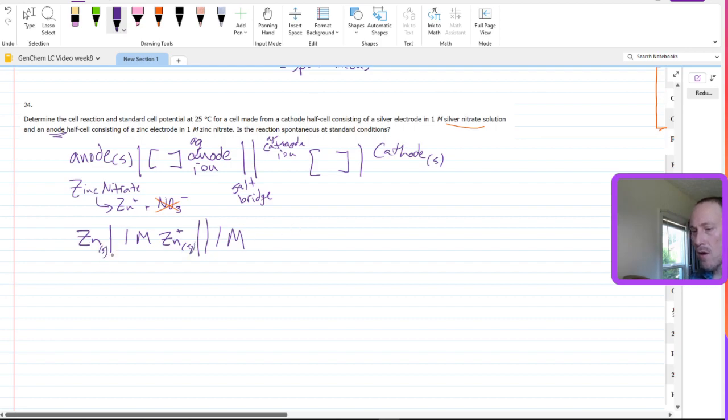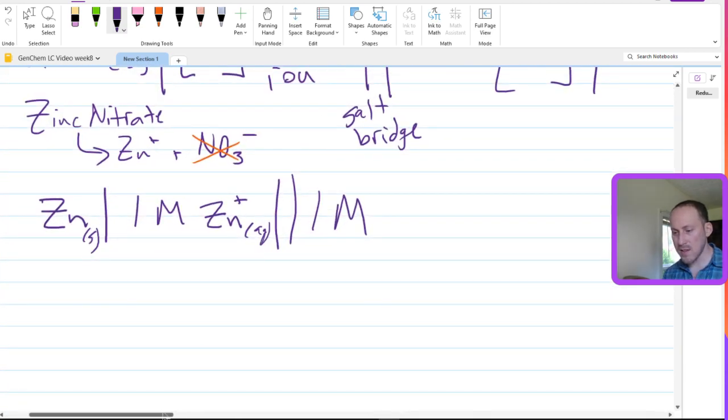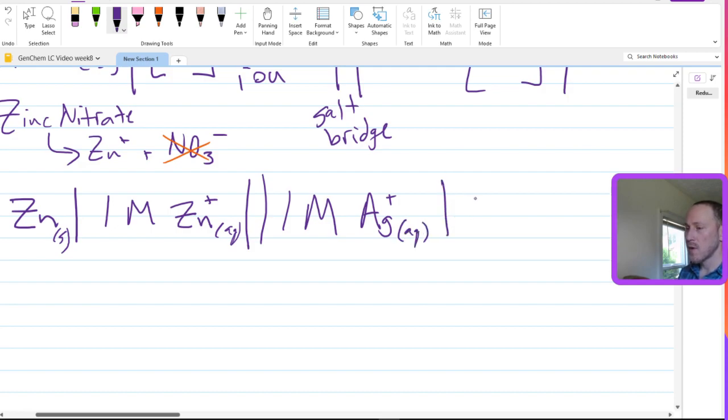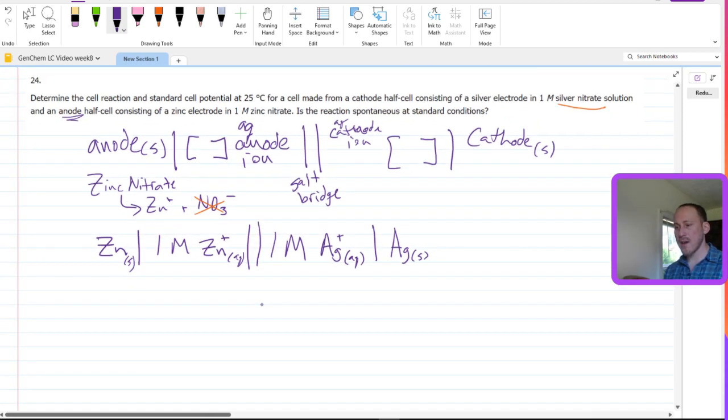So again, the point of these vertical lines is that they're phase separations. If we had a cell that did not have any solids in it, which you totally can do, you can have reductions amongst ions. I don't think we're going to see any of that today, but you can. Then you would not have these vertical lines. These vertical lines are phase separations, which means solid and aqueous in this case. So over on this side, we have that silver nitrate, which is basically just going to be silver, is what we're going to call it. And then we have silver over here. So this is the cell diagram.